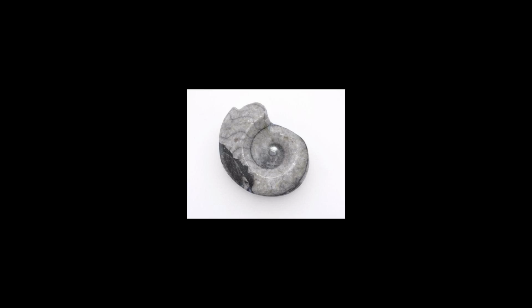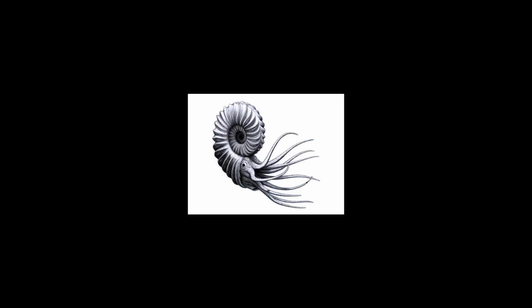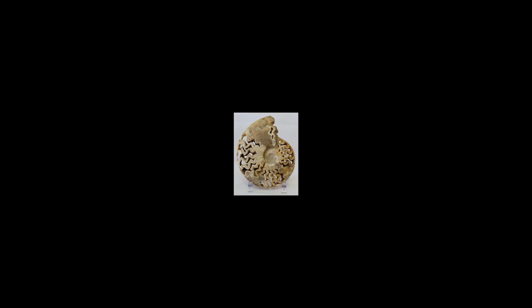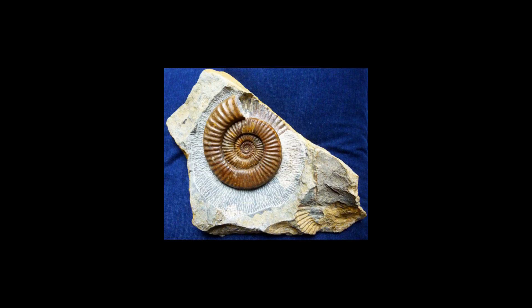Miller, Furnish, and Schindewolf, 1964. Paleozoic Ammonoidea. In the Treatise on Invertebrate Paleontology. Part L. Ammonoidea. Geological Society of America and University of Kansas Press. 1964. Saunders et al. 1999. Evolution of Complexity in Paleozoic Ammonoid Sutures. Supplementary material. www.sciencemag.org.